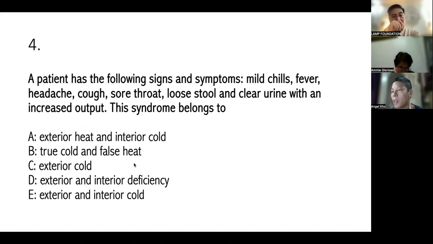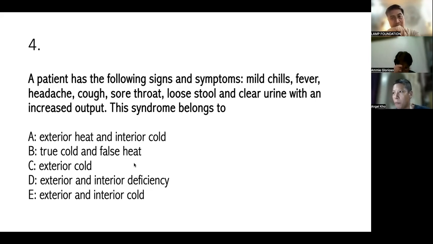So, meron po kasi siyang loose stool, so ibig sabihin meron po siyang interior cold. Plus may clear urine po siya. Increased output. Opo. So, ibig sabihin, parang palaihi ito, pero clear po yung urine niya.